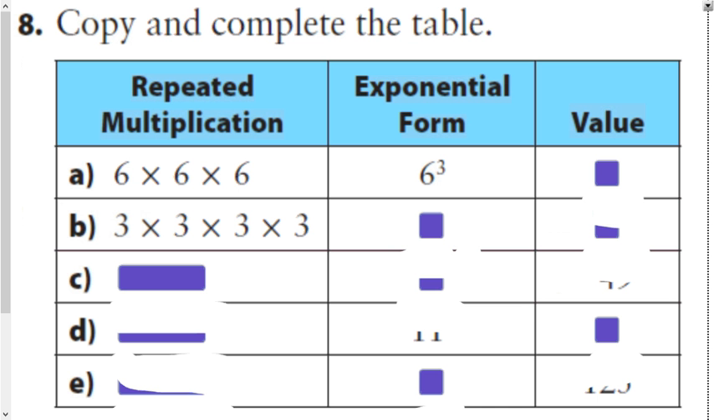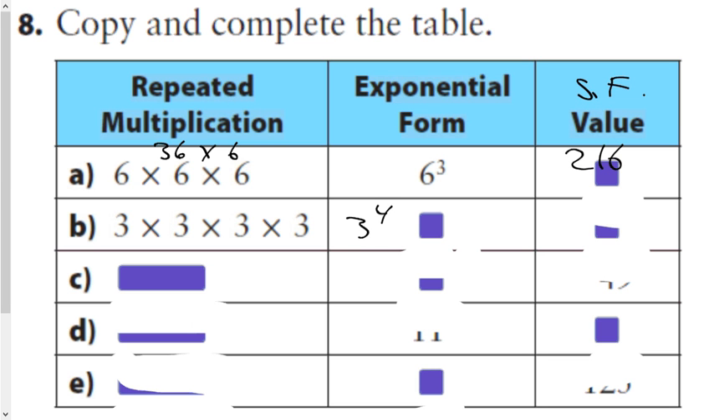Question number 8 is simply just complete the table that we've already worked on. So value is another way of saying standard form. So 6 times 6 times 6 is 36, and 36 times 6 is 216, so a standard form value of 216. 3 times 3 times 3 times 3 is 3 to the exponent of 4, or in standard form 81.